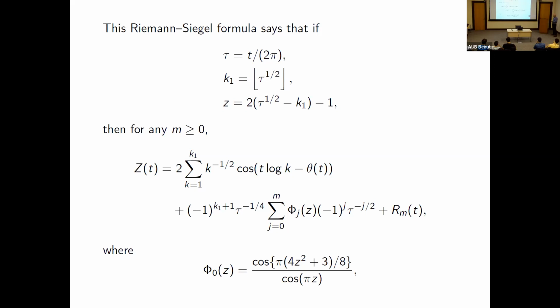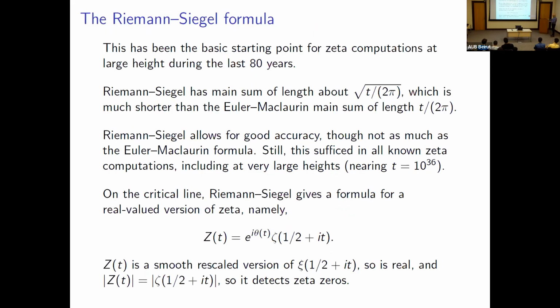Okay, and then for any non-negative number m, Z of t is given by a main sum of length K1. In the main sum, instead of e to the it log k, we have cosine. The reason the cosine comes up is because of the symmetry. You have a number and its conjugate coming up, and so when you put them together, you get just the real part, which is the cosine. And the minus theta t inside, this comes from here. You can move this inside the exponential and then take the real part, so you get this term.